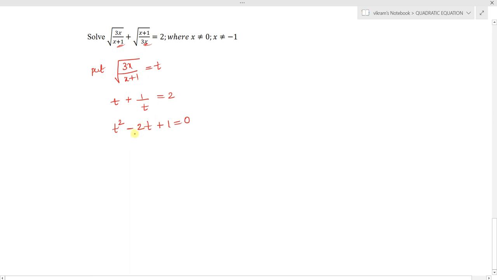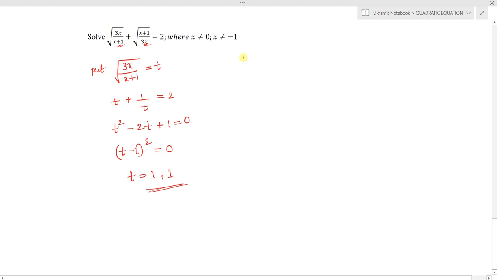What is the best way to find it, which is a perfect square? It is nothing but t minus 1 whole square. So t square minus 2t plus 1 equals 0 means t minus 1 whole square, so the roots are repeated. Then we can write t equals 1, 1. The value of t is 1, so the solution is only 1, for the equation t square minus 2t plus 1.